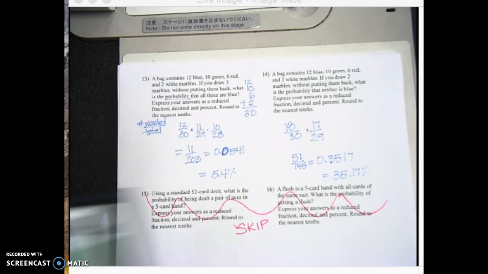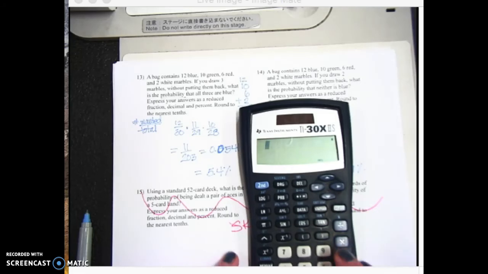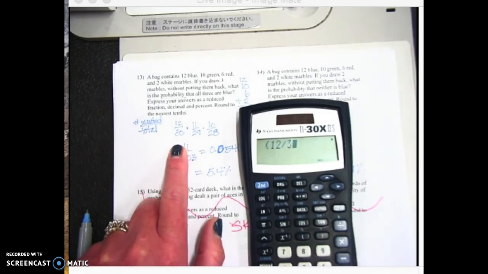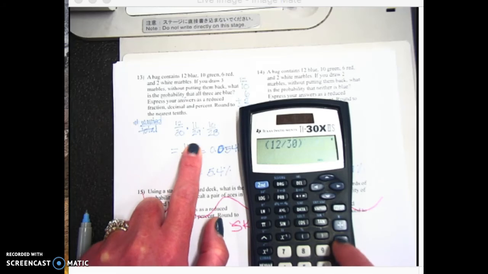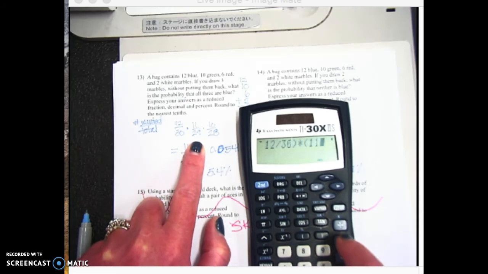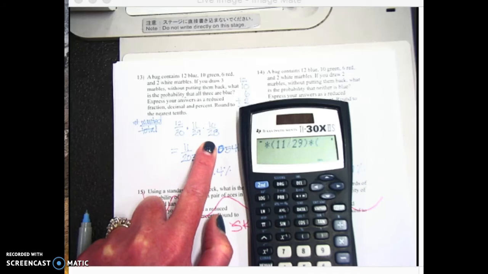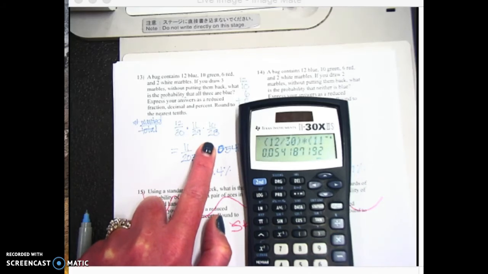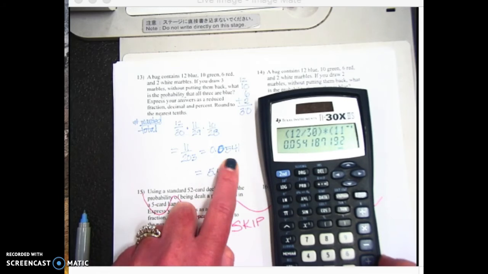So you're going to take your calculator and you're going to multiply 12/30 times 11/29 times 10/28. And that's going to give you this decimal, which I wrote down right here.